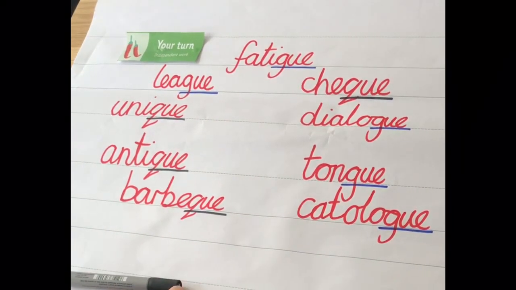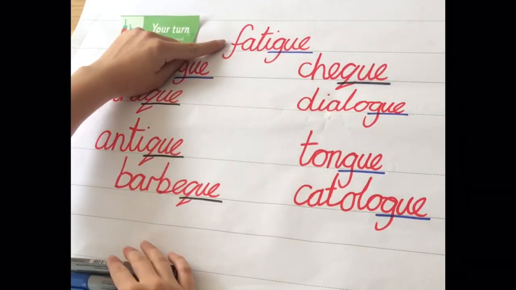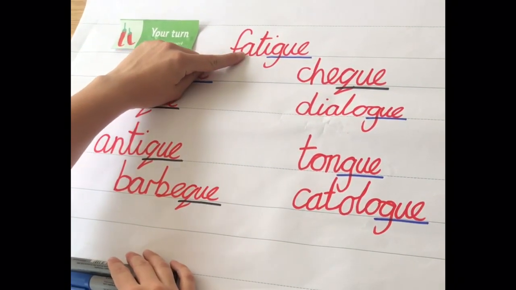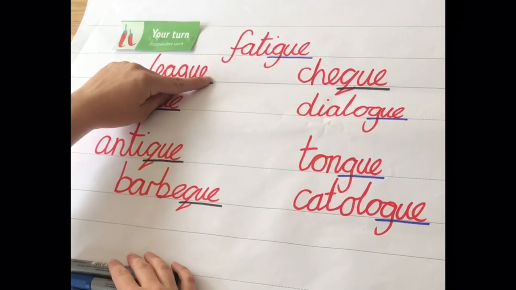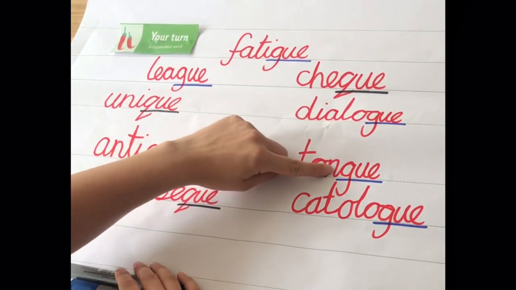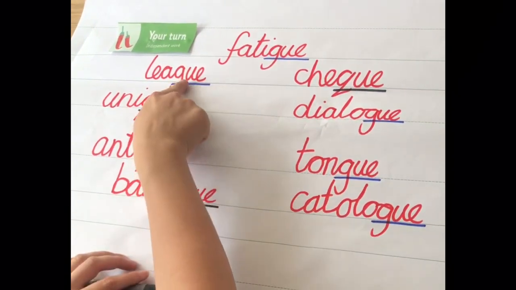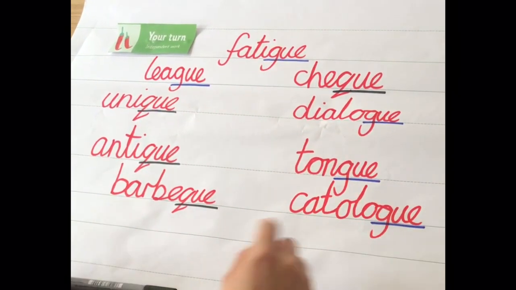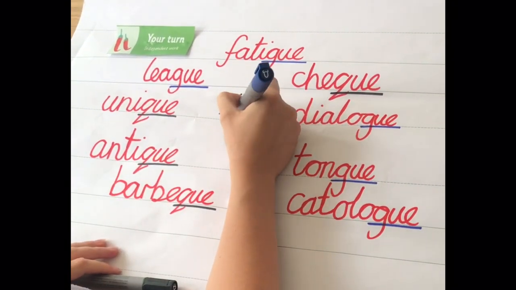Let's read some of the words and see if we notice anything about how they sound. I'm going to start up here. We've got fatigue, league, dialogue, tongue and catalogue. Now I read all the ones with G, U, E at the end and they actually made a G sound.